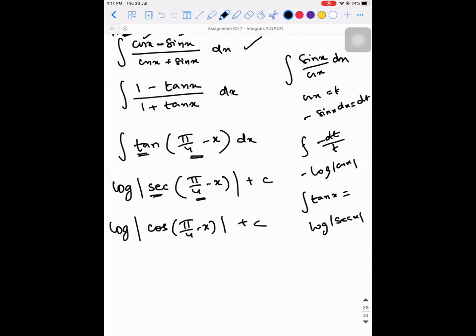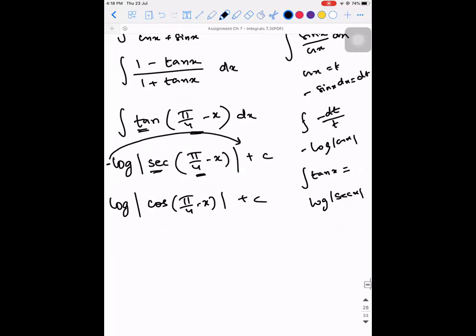Whenever you're integrating with something other than x inside, you need to divide by the coefficient of x. What is the coefficient of x in this problem? Minus 1. That is why I wrote minus 1. So if this minus goes as the power, it becomes log of secant (pi by 4 minus x) to the power minus 1, so that is log of 1 by secant (pi by 4 minus x), that is log of cos (pi by 4 minus x). Are you guys convinced with this step?